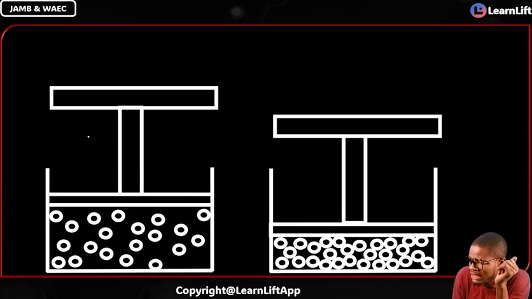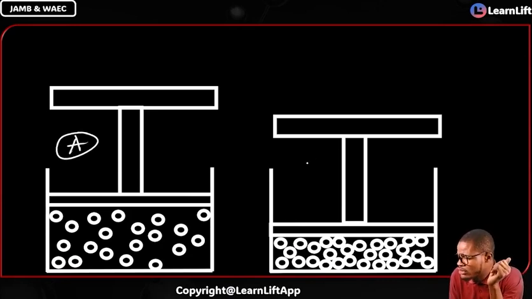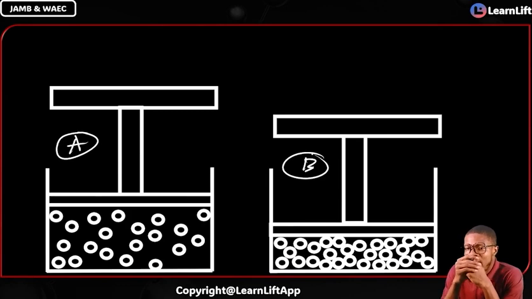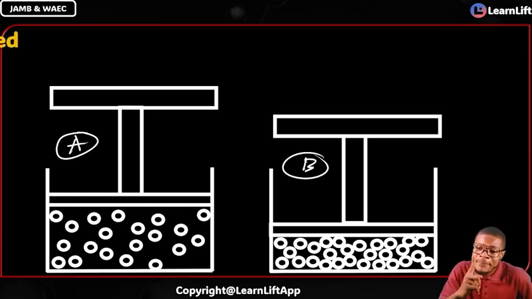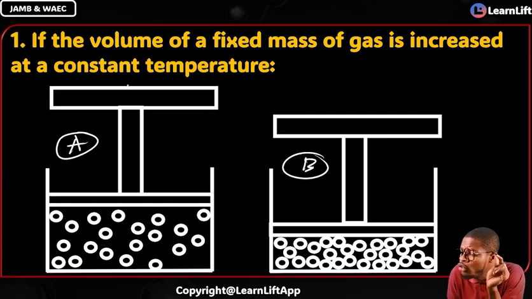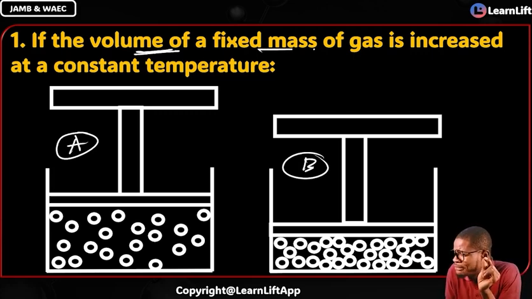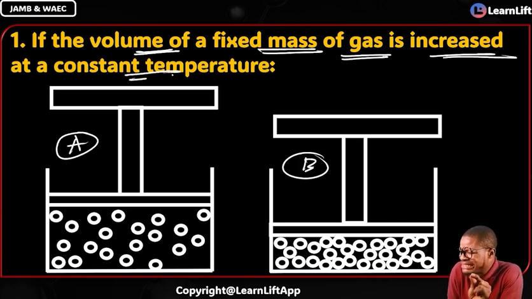Now look at the two things. Let's call here A and let's call here B. How can I use these two experiments to validate Boyle's law using kinetic theory to view it in general? Number one is if the volume of a fixed mass of gas is increased at a constant temperature.